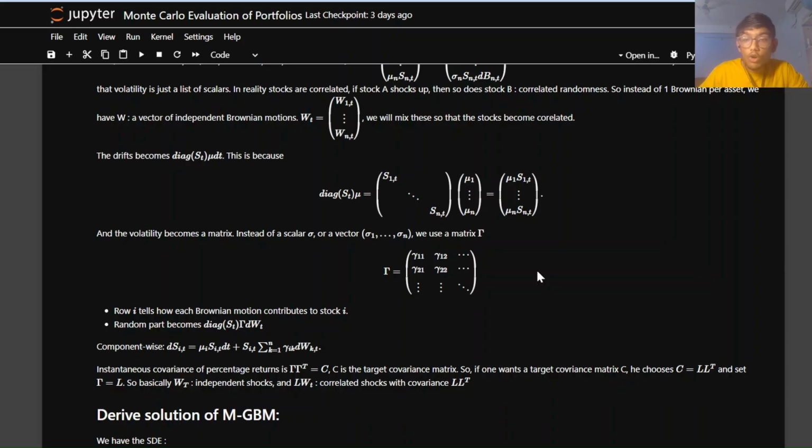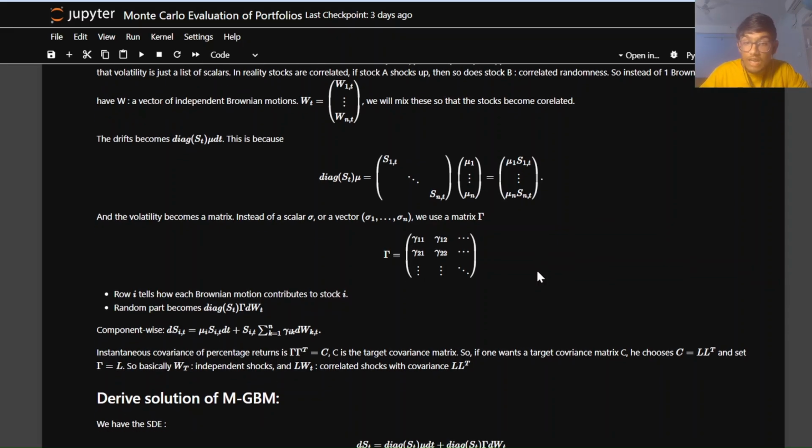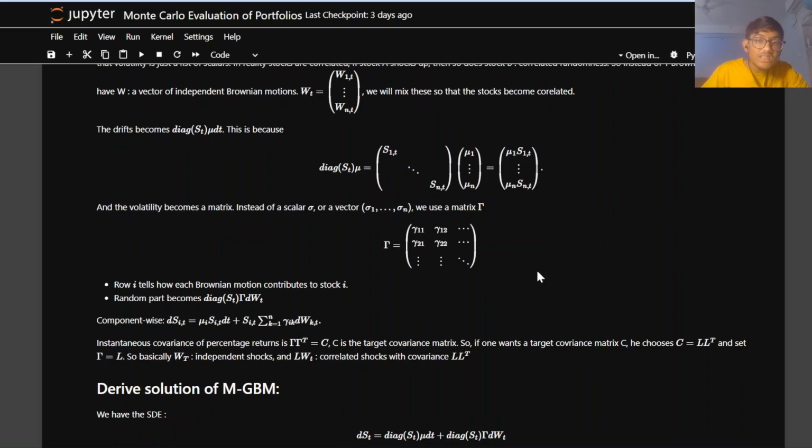Similarly, the volatility also becomes a matrix. Instead of having just a single scalar or a vector sigma i, we'll use a matrix gamma. So this gamma has its elements gamma i,j. Now what does this gamma tell you? Well, see, we have our W vector with us, which basically consists of independent Brownian motions, right? Now every row of this gamma tells us how each Brownian motion in this vector W contributes to stock i.